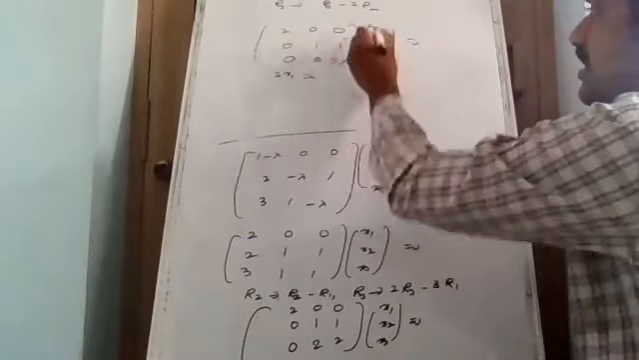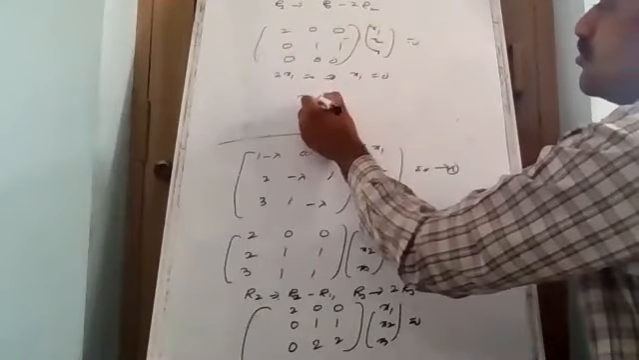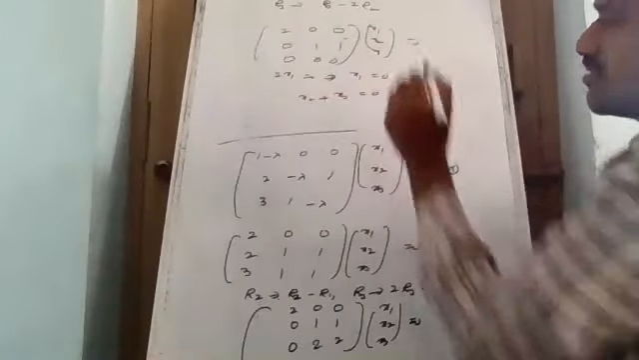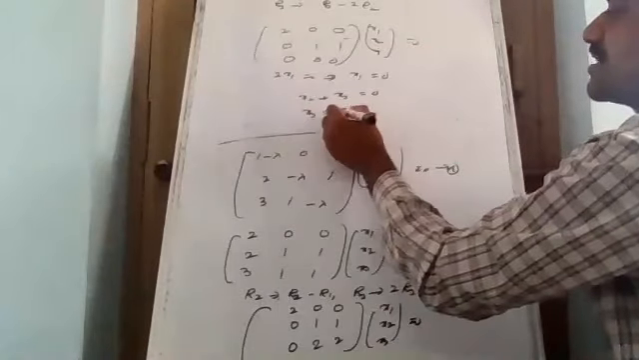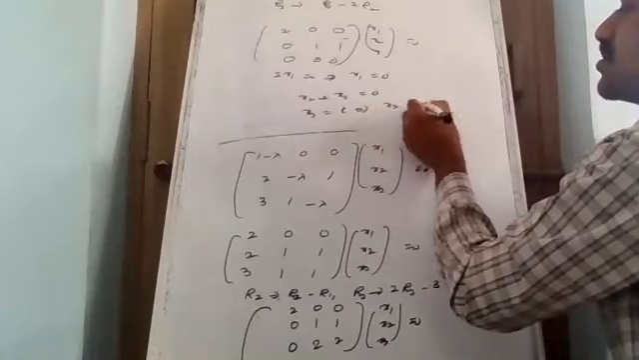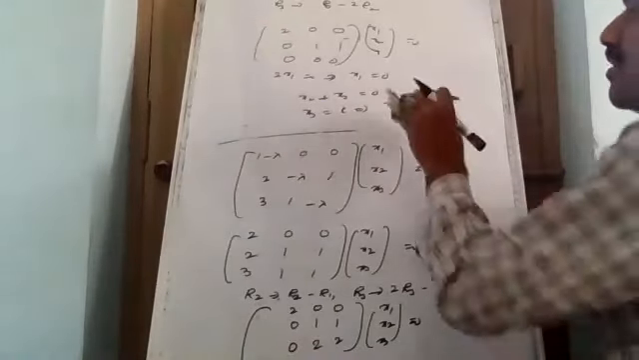2x1 is equal to 0 means x1 is equal to 0. Now x2 plus x3 is equal to 0. So here I am taking x3 is equal to k. By taking x3 is equal to k, we get x2 is equal to minus k.